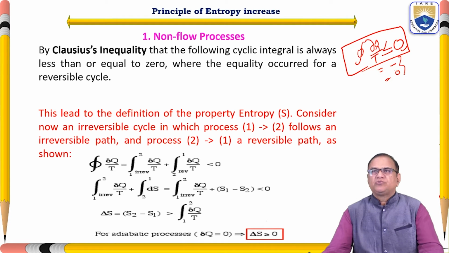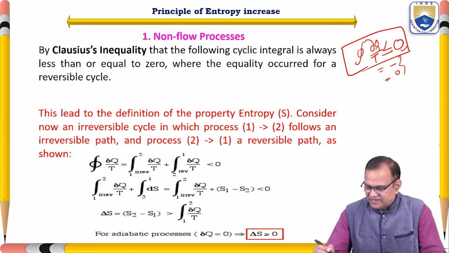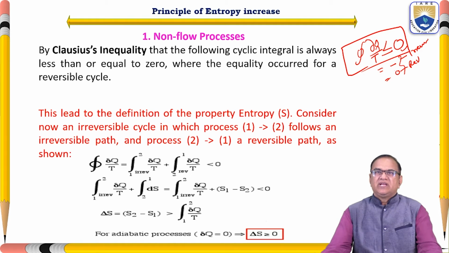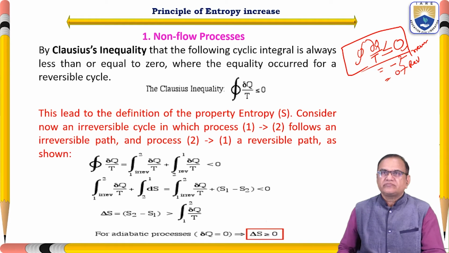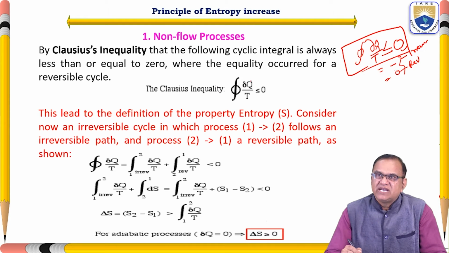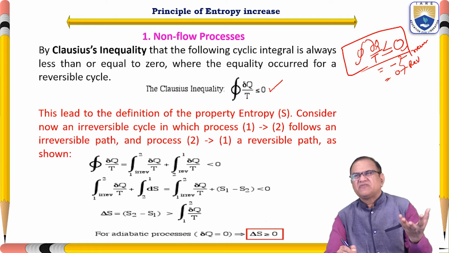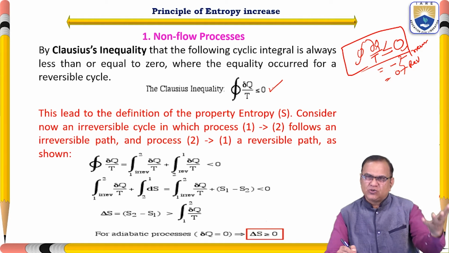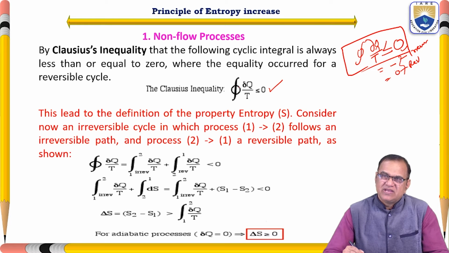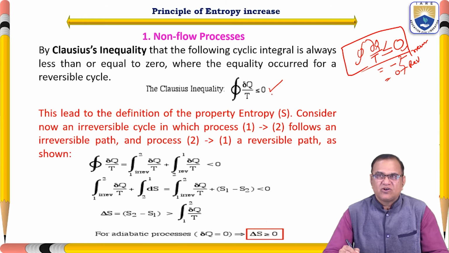These two things should be there for a cycle. If it is 0, it is a reversible cycle, and if it is minus, it is an irreversible cycle. So here the Clausius inequality is del Q by T less than or equal to 0. This we have discussed in much detail, and for the last two classes we have been discussing this cyclic integration of del Q by T less than or equal to 0.